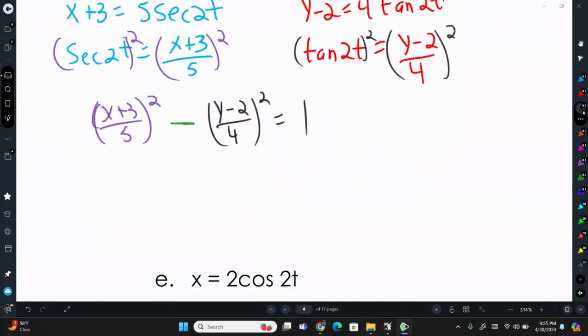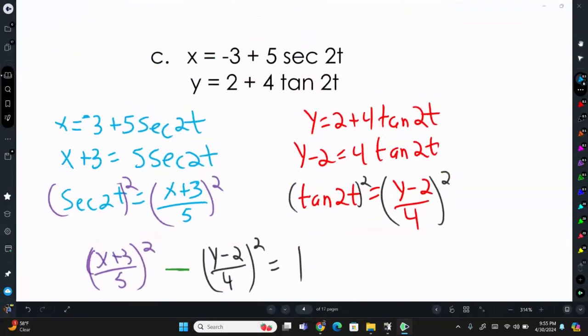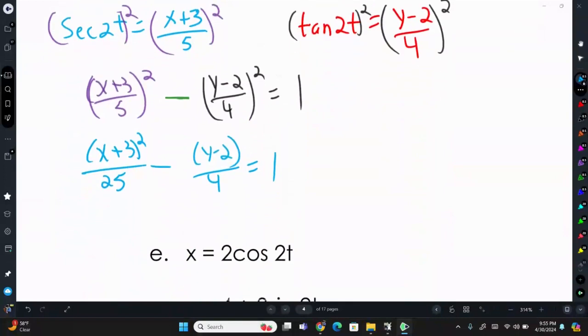Now we can square the top and bottom. So it's going to become (x plus 3) squared over 25 minus (y minus 2) squared over 4 equals 1. And oh my gosh, that's a hyperbola. We know it's a hyperbola because we have x squared minus y squared. So this parametric equation is a hyperbola in disguise.